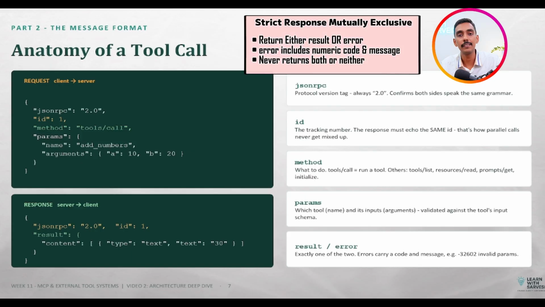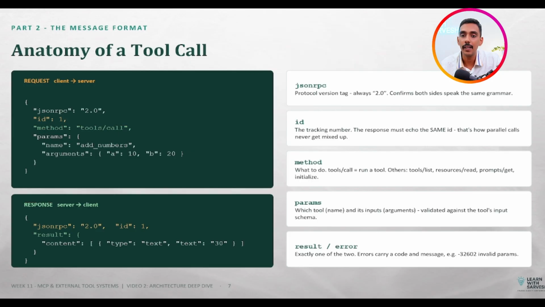What if something fails? Then instead of result, the response carries an error with a numeric code and a message. For example, -32602, if I give some invalid parameters. It is either a result or an error, never both, never neither. One message shape, every tool, every server. That is the standardization we praised in the previous video, and now you have seen it with your own eyes.